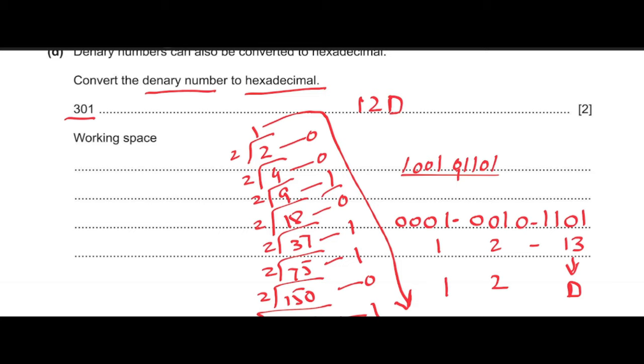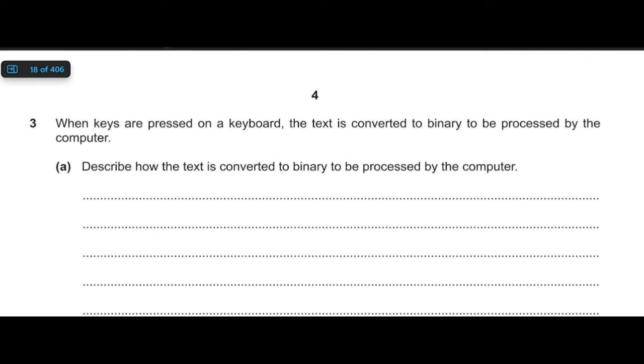1, 2, and D. 3, 0, 1 is equal to 1, 2, D in hexadecimal. Question number 3. When keys are pressed on a keyboard, the text is converted to binary to be processed by the computer. Describe how the text is converted to binary to be processed by the computer.